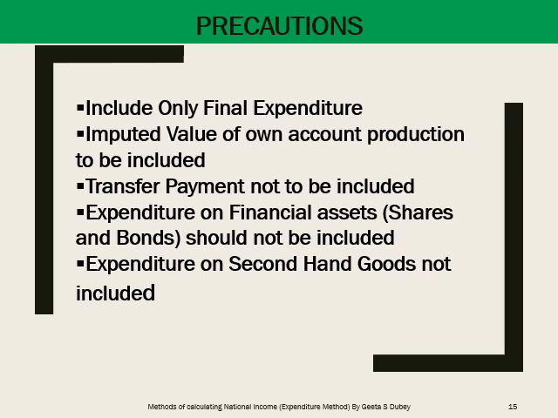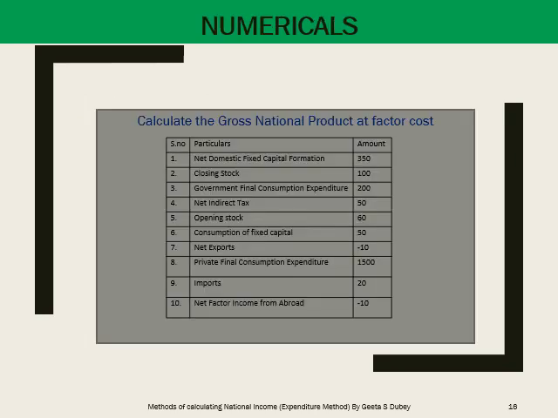You can see a question flashed on your screen where a set of data is given to you and you need to calculate gross national product at factor cost. The question asks us to calculate gross national product at factor cost with a given set of data. We see that the basic components of expenditure are given. It is essential that we go through the question minutely so that we avoid errors and doing and redoing the same question again and again.